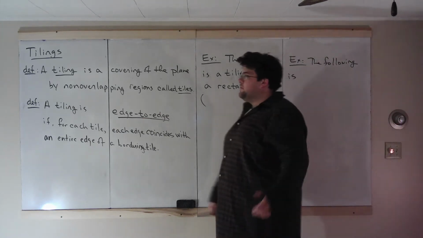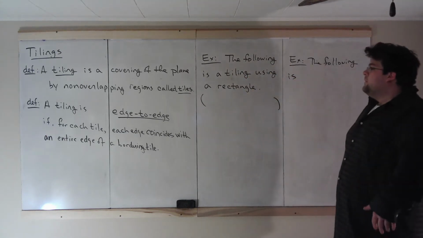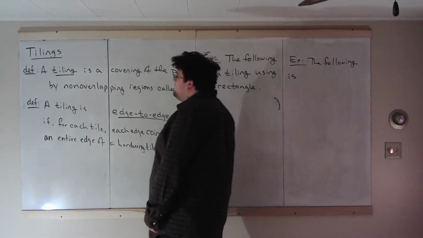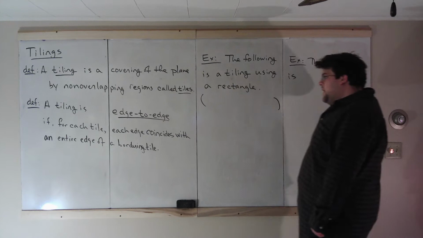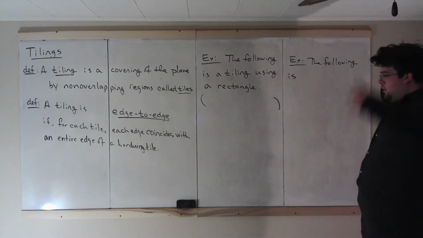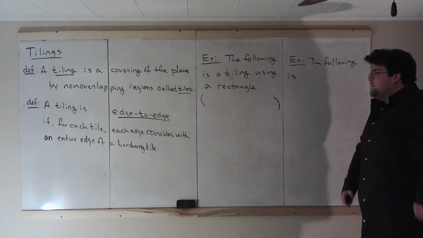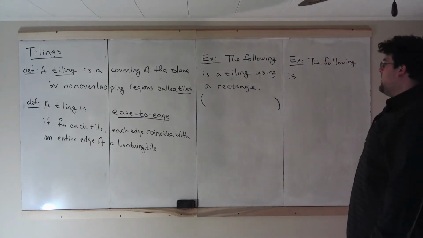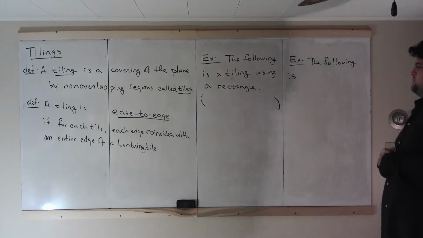And we're going to talk about certain kinds of tilings depending on which shapes we're using. But the next definition, well, we'll see in a moment. A tiling is edge to edge if for each tile, each edge coincides with an entire edge of a bordering tile. So what does that mean? Well, that's a lot of words, but let's illustrate what edge to edge means using these two examples.